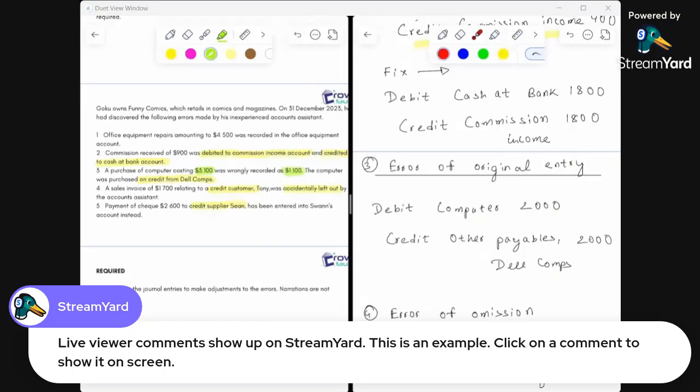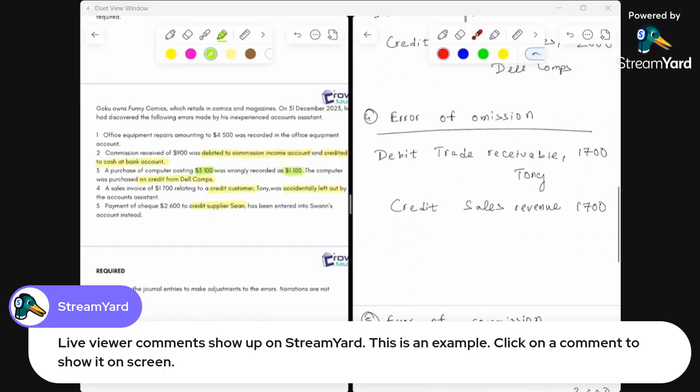Now, let's see what's happening in the fourth error. A sales invoice of $1,700 relating to a credit customer, Tony, was accidentally left out by the accounts assistant. So the key phrase here is accidentally left out, which makes it very simple for us to identify the type of error, which is an error of omission. Okay, so we have an error of omission, which means we have completely forgotten to record this, so we just have to record this transaction again right now.